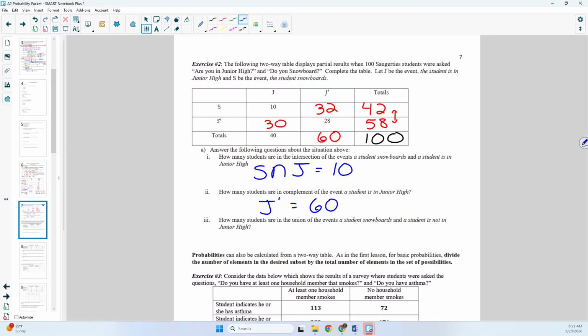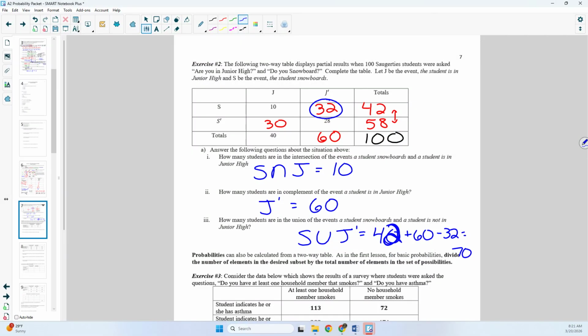How many students are in the union of the events: a student snowboards and a student is not in junior high. So this is our little bit trickier one. So I need all the snowboarders, all the not junior highs, and subtract out their intersection. And when I calculate that, all the snowboarders is 42, plus 60 minus 32 is going to be 70.